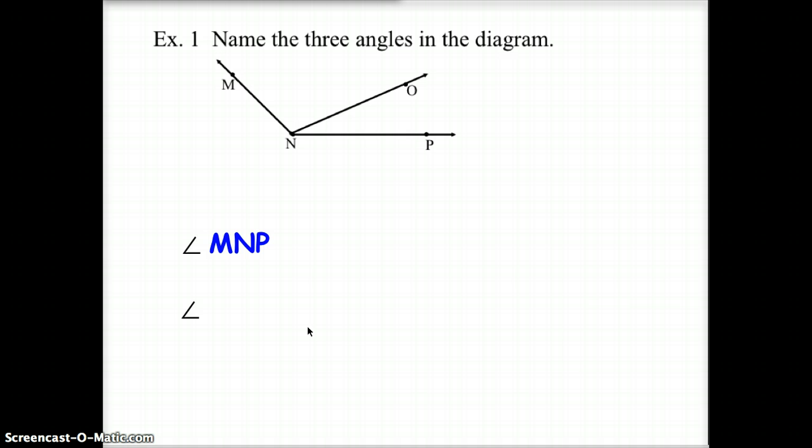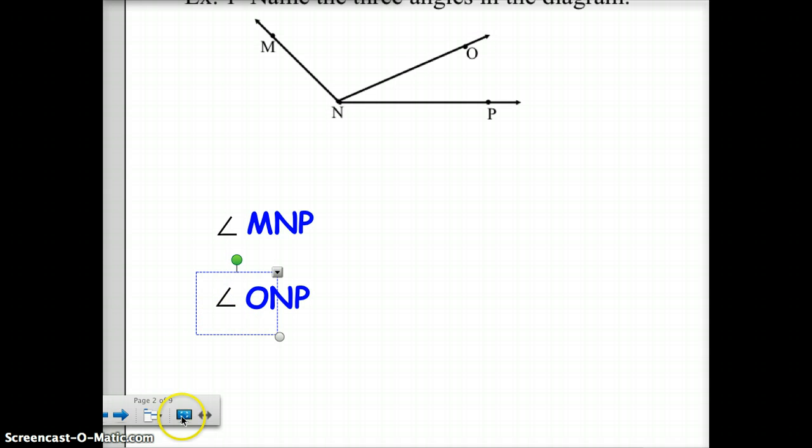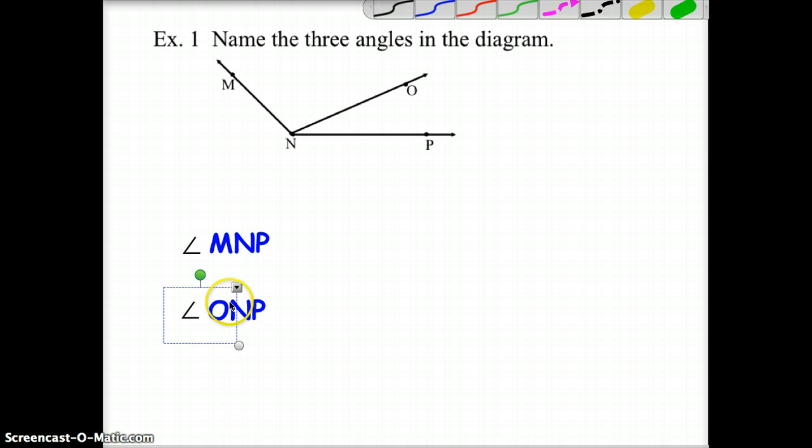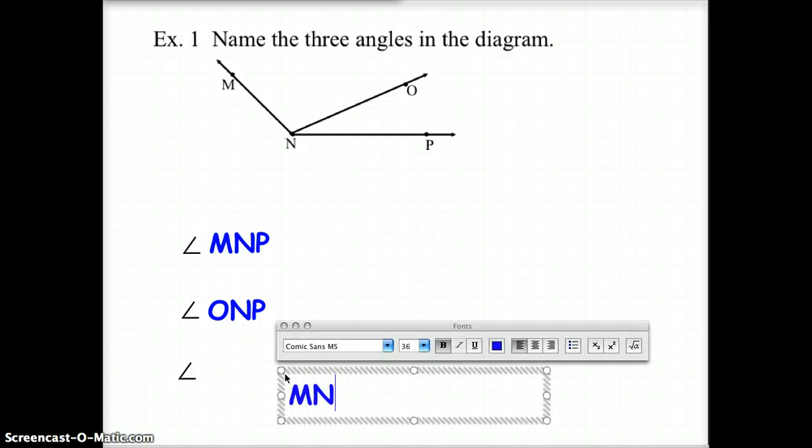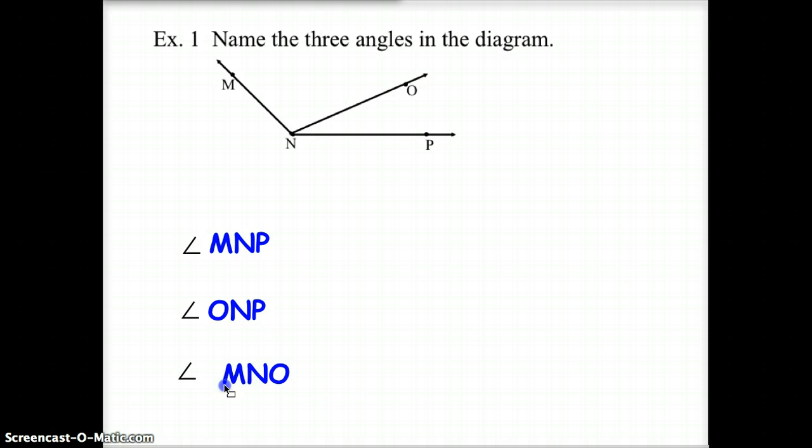angle ONP, and angle MNO. If you'll notice, each one of these angles that I have labeled all have N in the center, and that's because N is our vertex. When naming angles, you always want your vertex to be in the center.